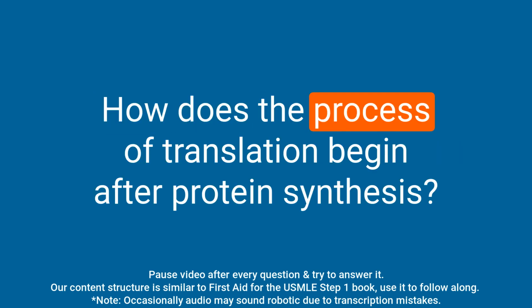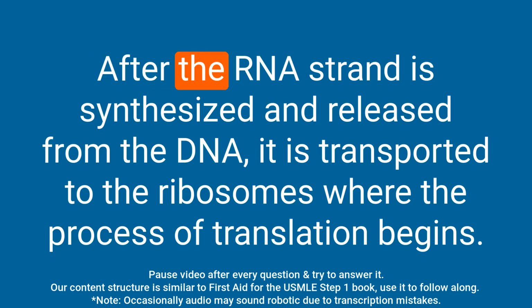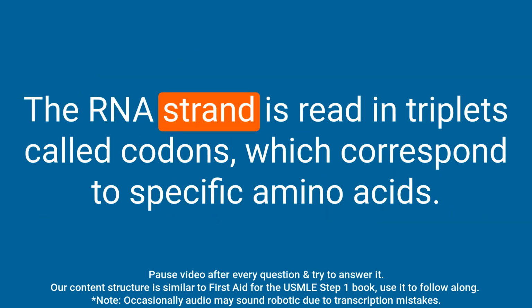Question: how does the process of translation begin after protein synthesis? Answer: after the RNA strand is synthesized and released from the DNA, it is transported to the ribosomes where the process of translation begins. The RNA strand is read in triplets called codons, which correspond to specific amino acids.